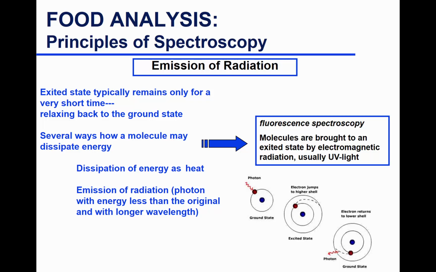So emission spectroscopy, in this case, is basically the fluorescence. The excited state typically remains only for a very short period of time, and then it relaxes. So we said it goes from an excited state back to ground state, and it emits a photon of a longer wavelength, and that is what we call fluorescence. When emission of light occurs, that is fluorescence. Dissipating of energy can be in the form of releasing heat as well as releasing a photon of light.